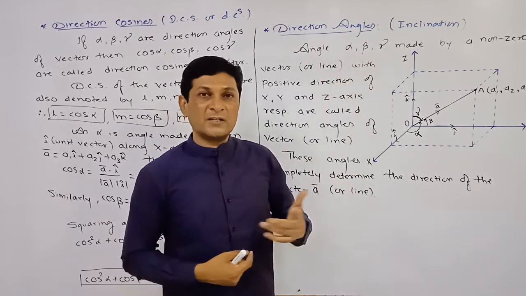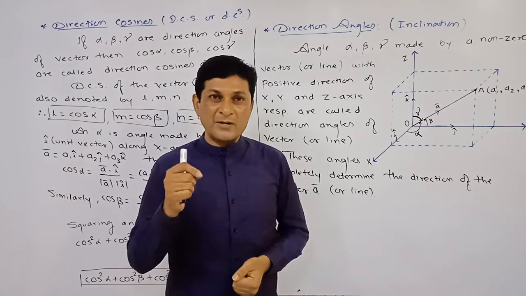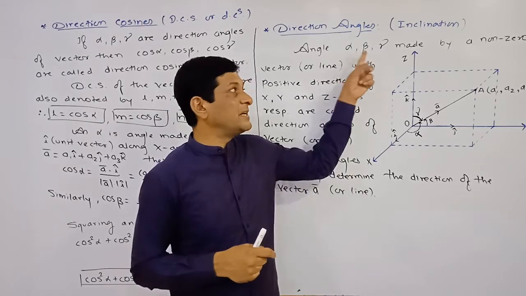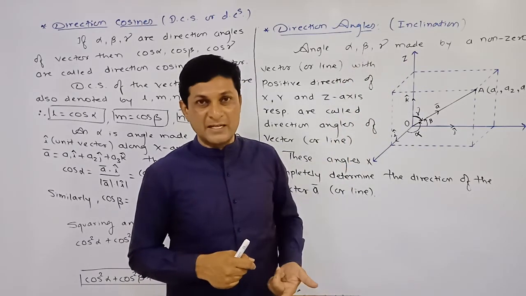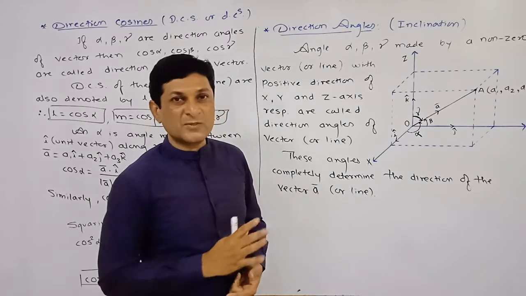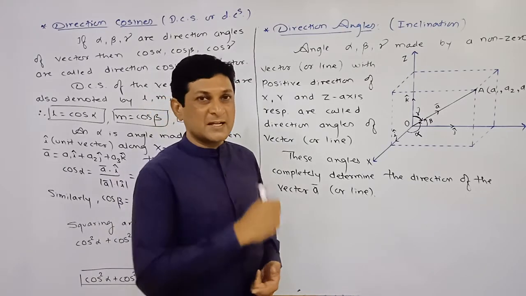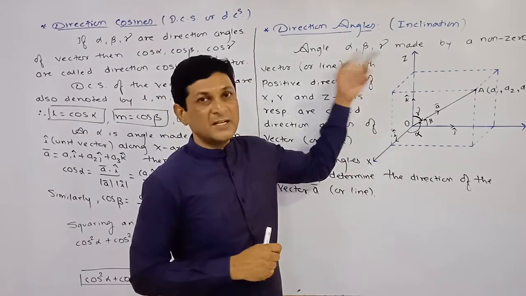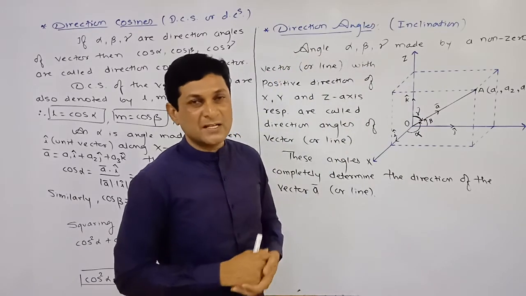Or instead of a vector, if a line is given to us and alpha, beta and gamma are the angles made by the line with the positive direction of the x, y and z axes, then these three angles are called the inclination of a line, or the direction angles of a line.